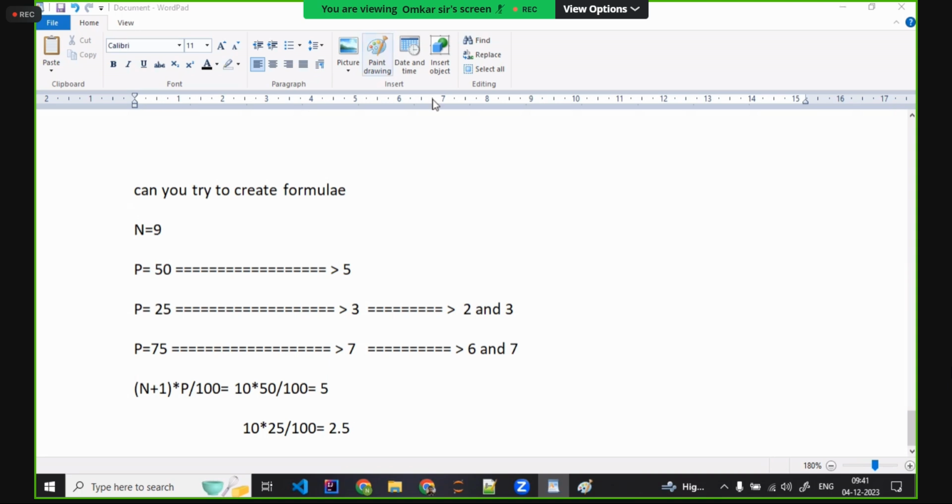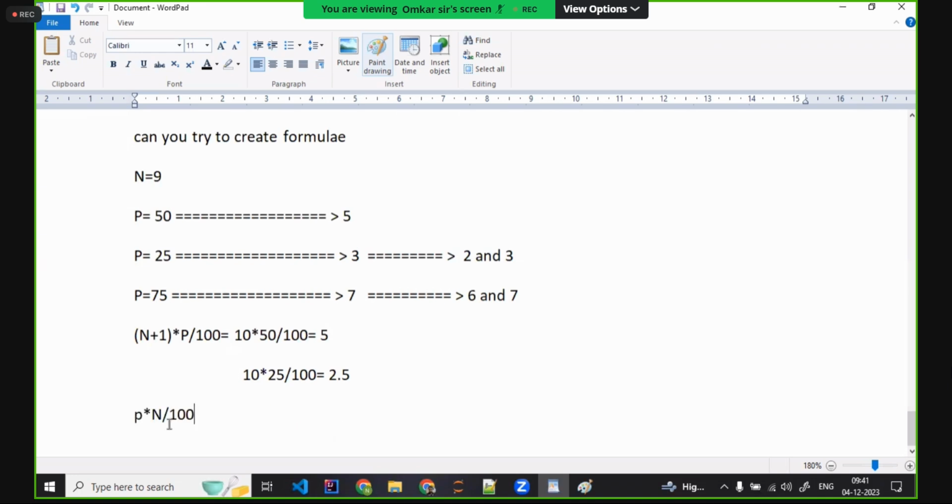P into n by 100, or n plus 1 into p by 100. If it is p into n by 100, what will come? The formula. Now p is equal to how much? Suppose 25. N is equal to how much? 9. 25 by 9 by 4, so 9 by 4. How much is that? That is equal to 2.5. So n into p by 100 is correct.